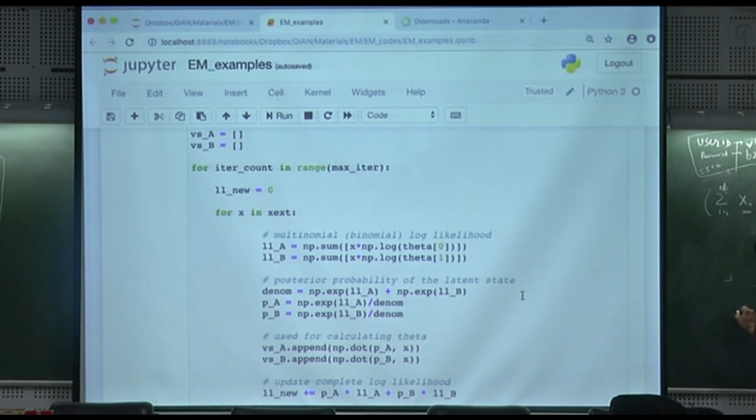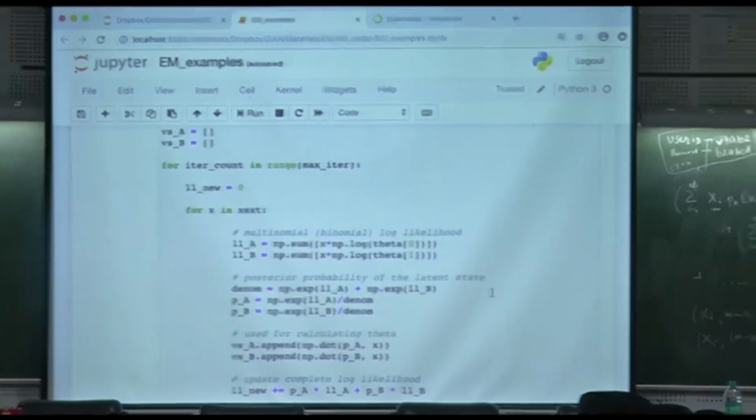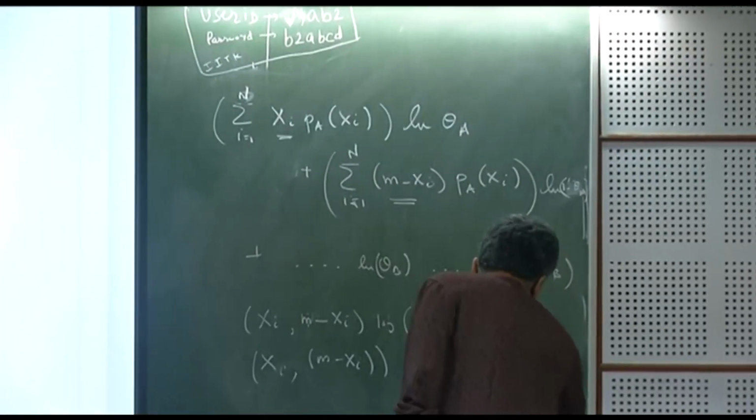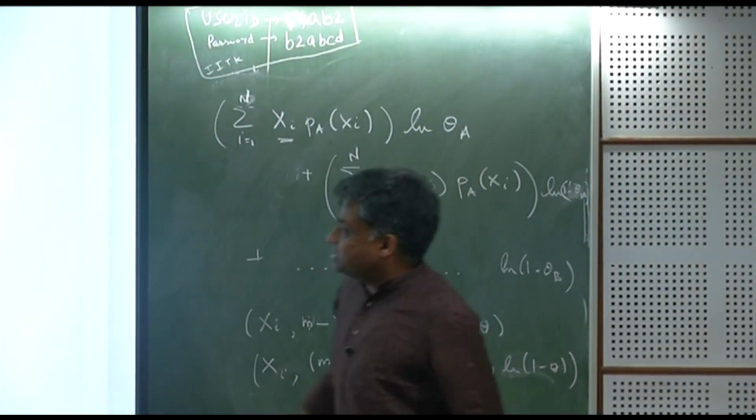So now remember, I have xi and m minus xi. This is sitting there, and then I have theta and 1 minus theta. So I take the log of that, and it operates along the way. So now this becomes xi and m minus xi, and this becomes log theta, comma, log of 1 minus theta. That's what this expression does.